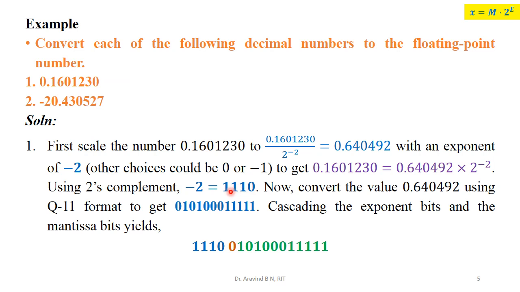Therefore, 1110 represents minus 2 in 2's complement form, and the remaining mantissa part is a positive number. Therefore, the mantissa is represented as it is, as what we have obtained over here. And here you can observe this red color representation, that represents the sign bit. If it is 0, it indicates a positive number.